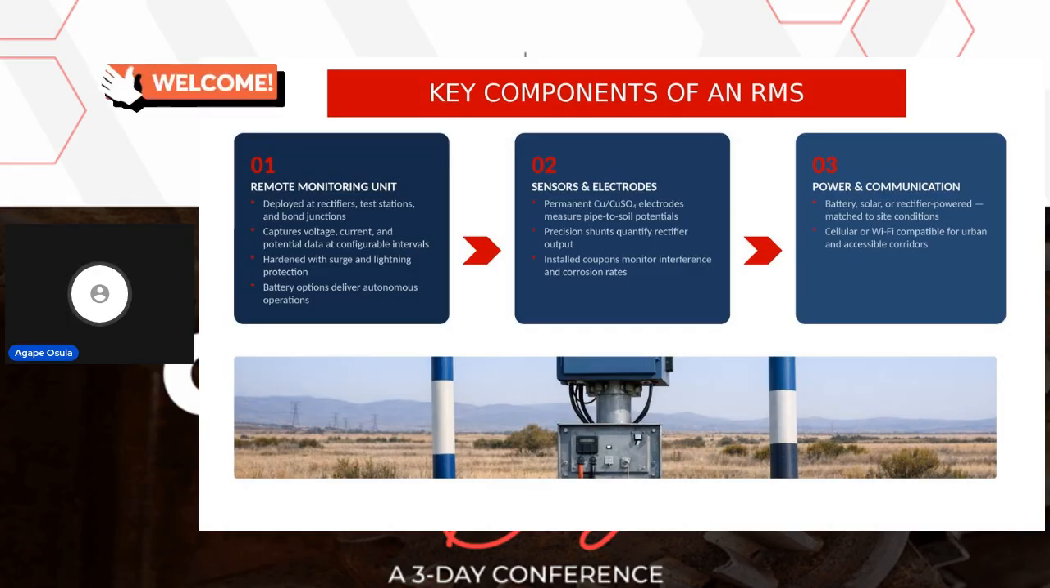And then of course you have sensors and electrodes, like your permanent surface electrode, which is installed. You have shunts, and lots of coupons and the like for monitoring interference, and of course corrosion rates. So like I said, power is mostly battery. If you have a solar system you could use it, but most times we generally advise that you use battery power, and of course cellular or Wi-Fi compatibility, depending on the environment where it is located.